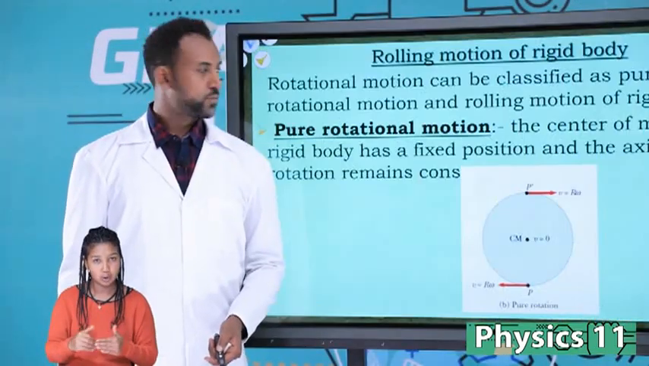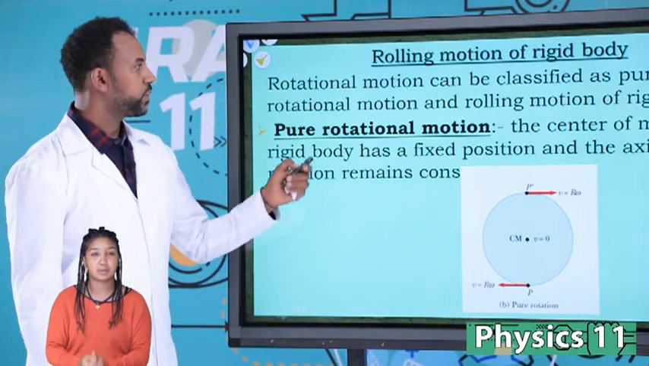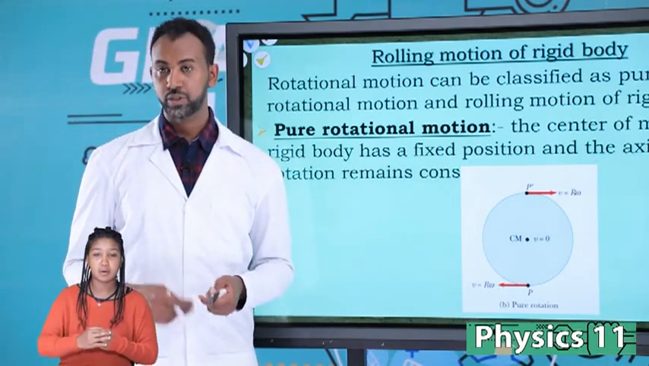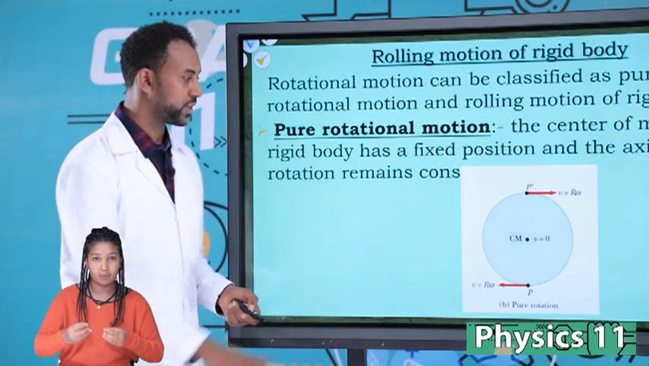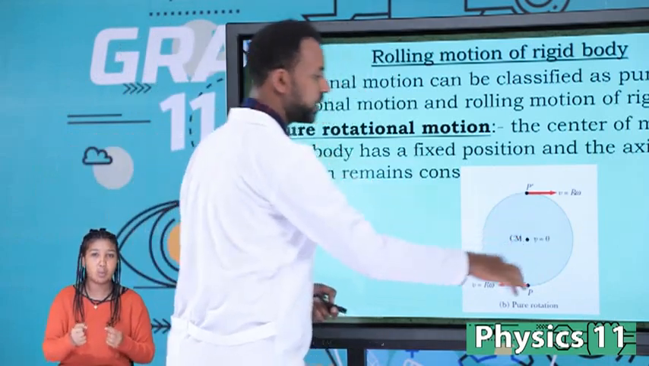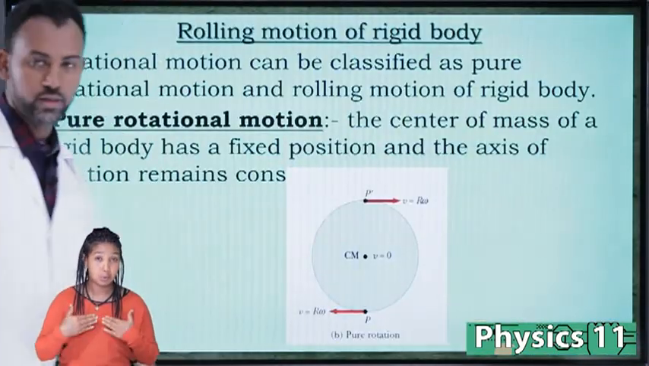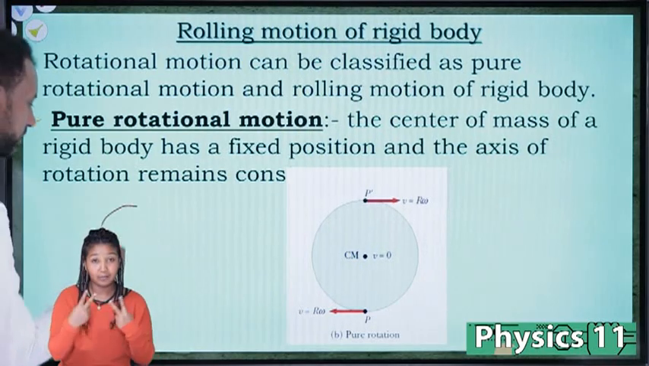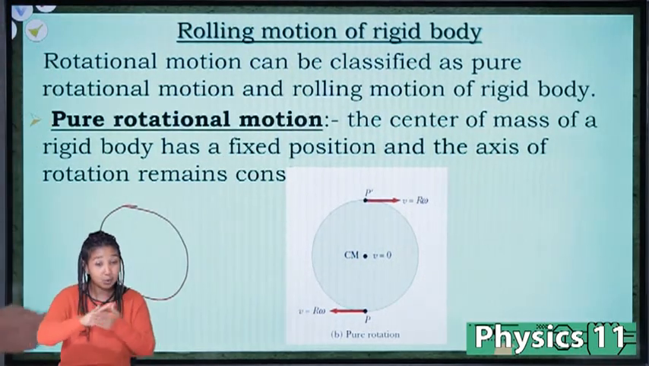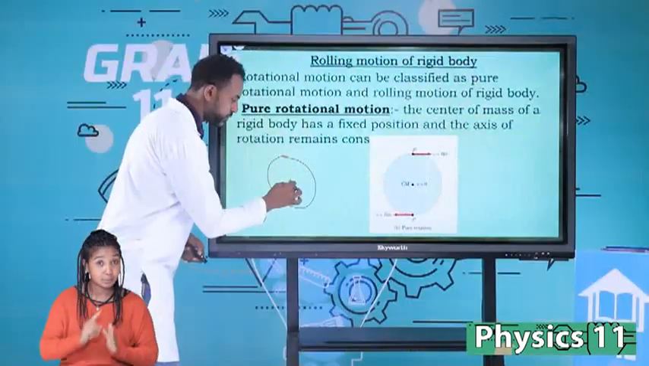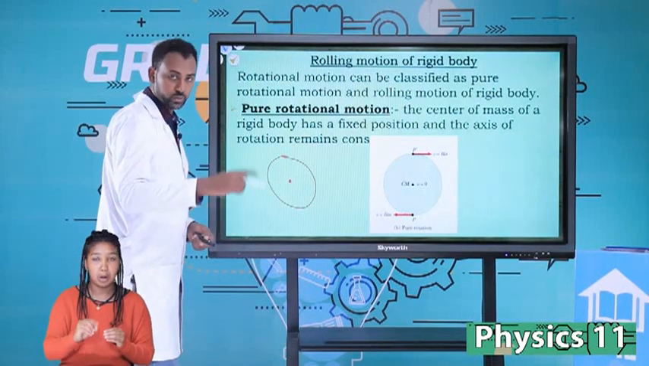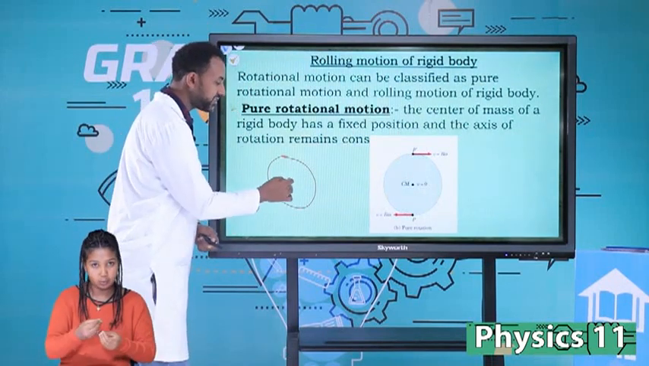Now let's proceed to the other concepts. Here we have rolling motion, the rolling of objects, of rigid bodies. These bodies might be rolling. So far, we have tried to see pure rotational motion, that means rotational motion of a given object about a fixed axis.